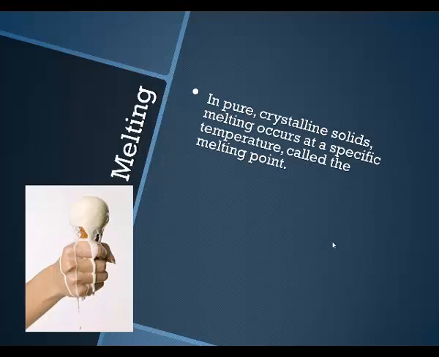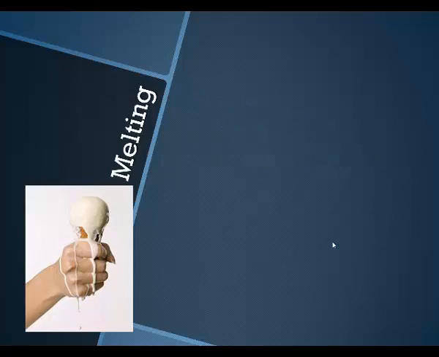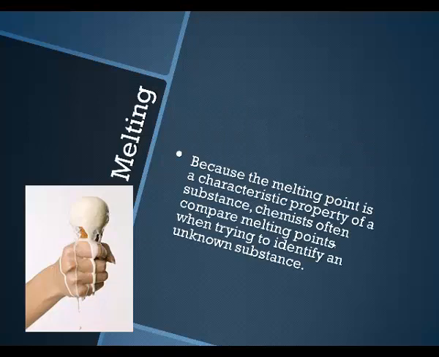So in pure crystalline solids, melting occurs at a specific temperature called the melting point. Because the melting point is a characteristic property of a substance, chemists often compare melting points when trying to identify an unknown substance. So we can actually take a substance that is not known, we can have it frozen or in solid form, and we can measure the temperature at which that substance melts. The specific temperature at which melting occurs will help to identify what that substance is.